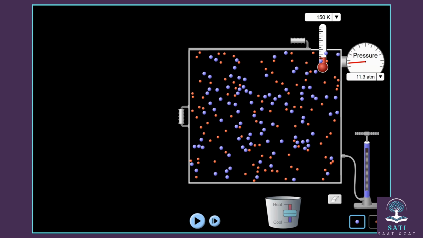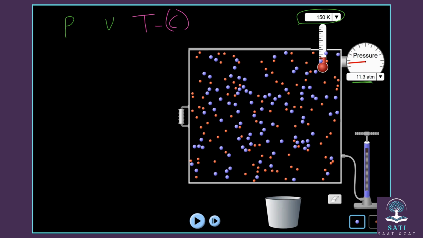Okay, first, we're going to make the temperature constant. We're going to make the temperature what? Constant. Okay, the temperature now is constant. Good. That means now we're going to study the relationship between the pressure and what? And the volume. The pressure and the volume. Okay, and in this problem here now, when the temperature is constant, that means here it is 150 Kelvin. Okay, what will happen now? As you see, the pressure here is 11.3 atmospheric pressure.